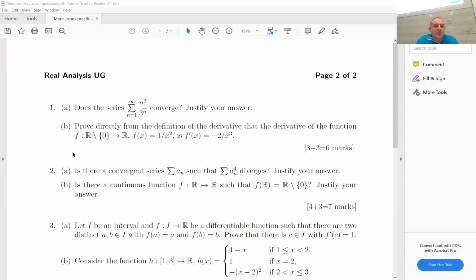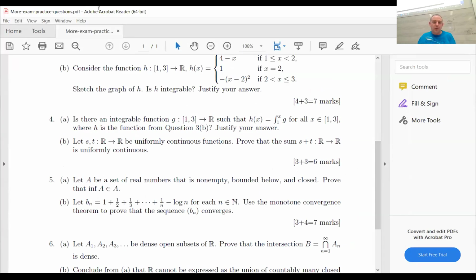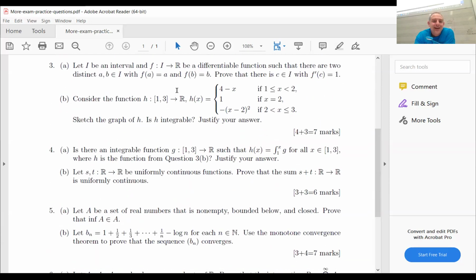Okay, my random number generator says question 4, part A. All right, here we go. Did I actually share this? Yes, I did. Okay. Is there an integrable function g, which sends [1,3] to R, such that h of x, which is equal to the integral from 1 to x of g for all x in [1,3], where h is the function from question 3b? Oh, well, looks like we're doing question 3b first. Okay. Question 3b.